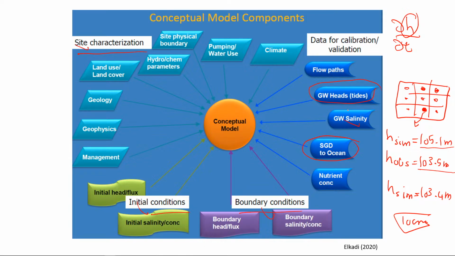So you could also check for salinity or nutrient concentration, or whichever type of solute or contaminant you're interested in. Another thing could be flow paths from the field, and you can do this through isotope analysis or age dating or things like that. And then you can compare this with what your model is producing. So that's another calibration data that you can get. Yeah, so that's basically the data that you need to develop a conceptual model.